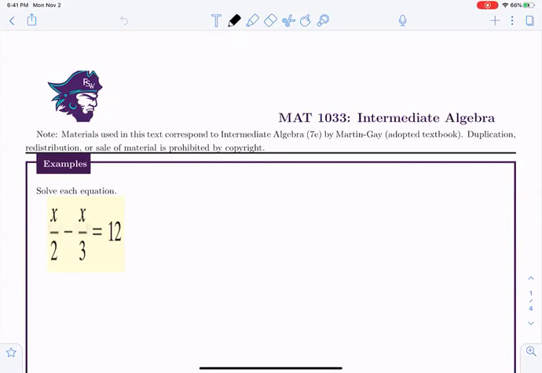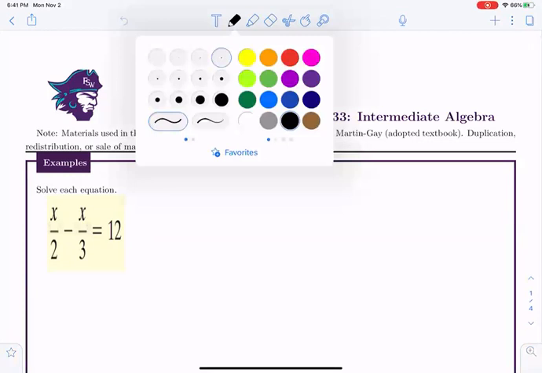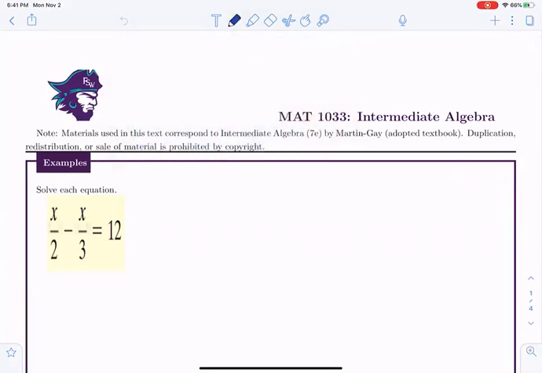And we know how we can combine two rational expressions. We can combine them if we have a common denominator. So what is that common denominator? The common denominator here is 6. So we want to get a 6 here and a 6 there. So how do we do it?